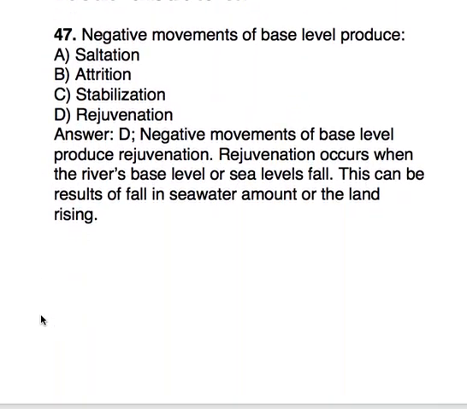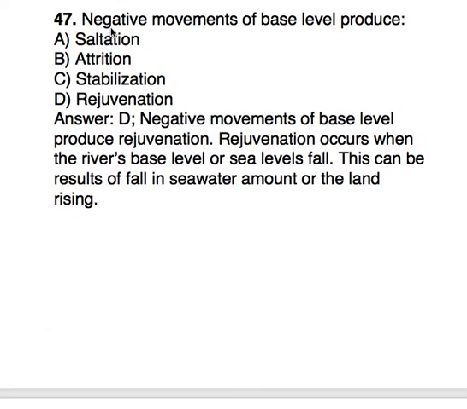Okay, now moving to the next question. Negative movements of base level produce... There are 4 options and the correct answer is rejuvenation. Negative movements of base level produce rejuvenation. Rejuvenation occurs when the river's base level or sea level falls. This can result from a fall in the amount of seawater or from the land rising.